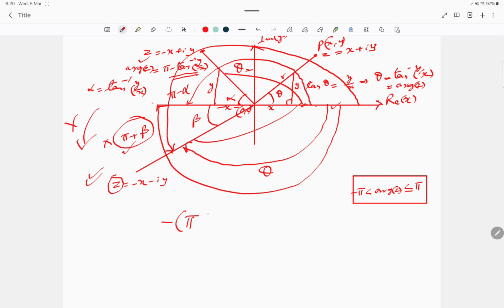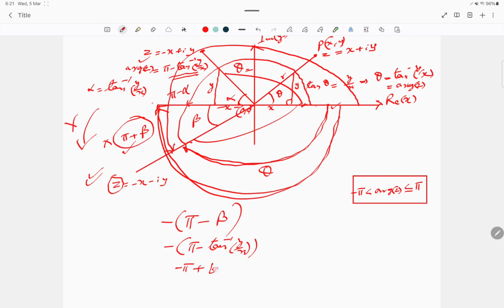So from here to here it is pi, from here to here it is pi, and now we want this angle. This angle is nothing but pi minus beta. So this angle is beta. Now what is beta again? Pi minus beta is nothing but tan inverse of y by x. So removing the bracket, minus pi plus tan inverse of y by x. So when the complex number is in the third quadrant, this is the argument. This is theta.